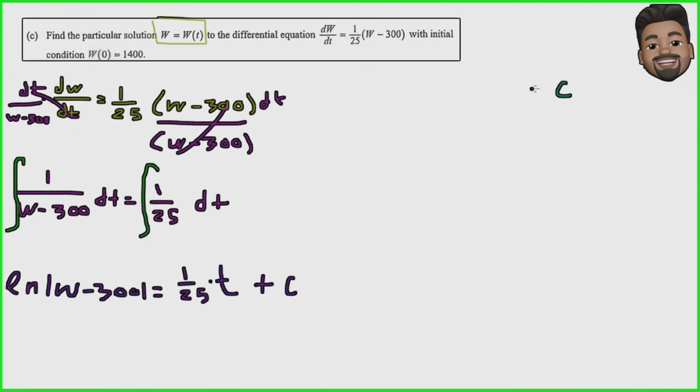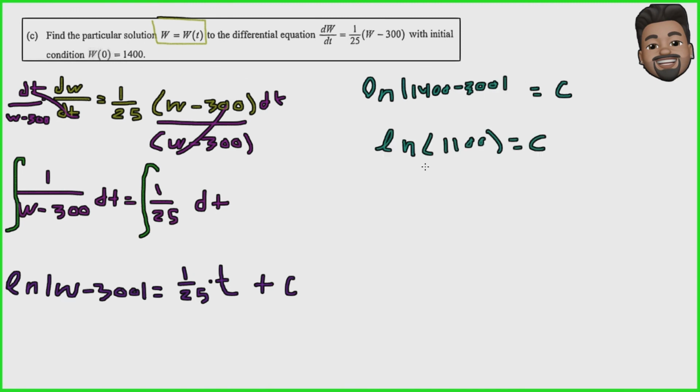So we get c is equal to, and let's plug in the 1400. So we get ln of absolute value 1400 minus 300 here. So we're going to get ln of 1100. Absolute value of that is just 1100. So this is my c value, and now I can go ahead and plug that back into my original here, which I'll do and write it out.